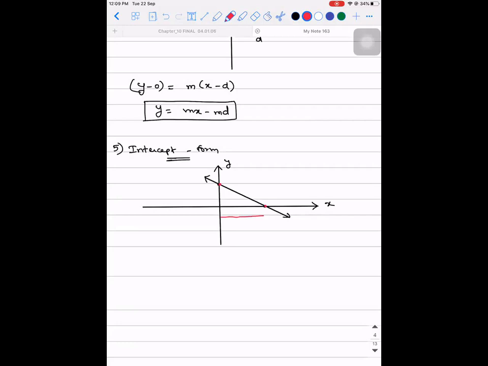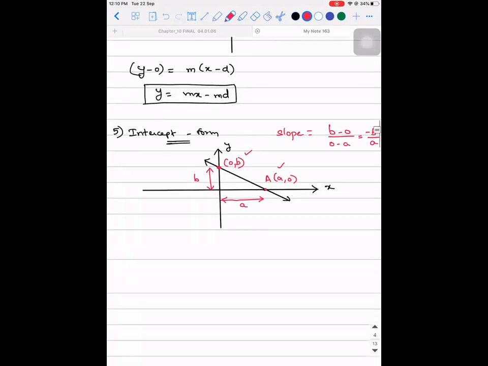So this distance is how much? This distance is a, this distance is b. What will be the coordinate of this point? A comma 0. And this point, 0 comma b. I hope you are able to understand till this step. So when they have given you intercepts, indirectly they have given you how many points? 2 points. So when 2 points are given to you, indirectly what else is given? Slope. So what is the slope here? It is b minus 0 divided by 0 minus a, that is minus b by a.